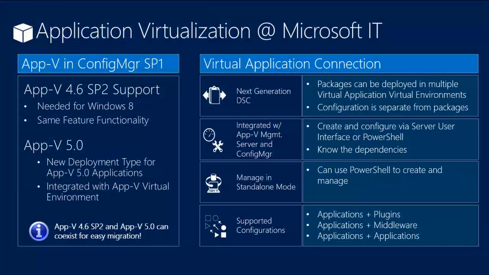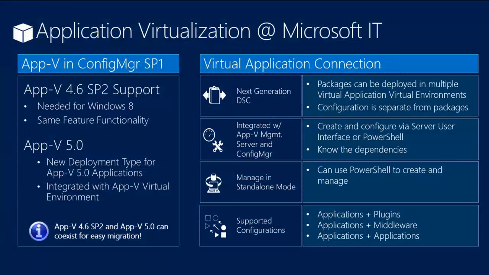There's a lot of concern from people who are currently using App-V because the version that's out there pre-SP1, App-V 4.6 SP1, doesn't work with Windows 8. You need to upgrade to 4.6 SP2 in order to support Windows 8. You don't need to upgrade to version 5 in order to run on a Config Manager SP1 environment, but you do get new features.